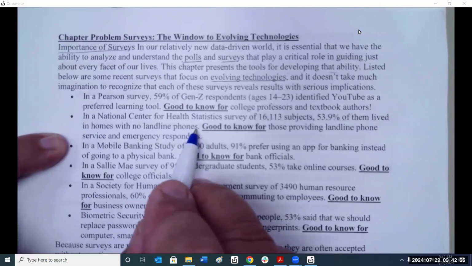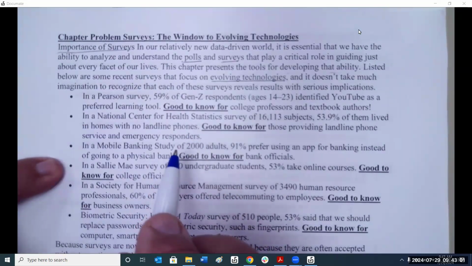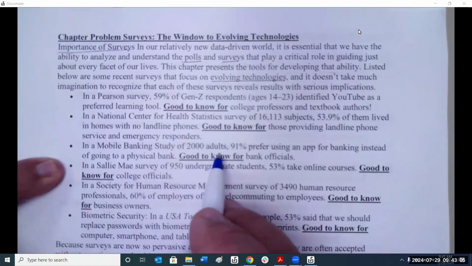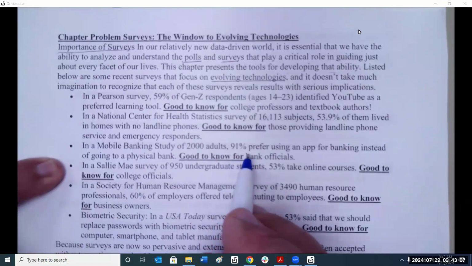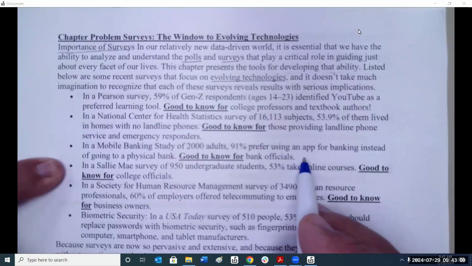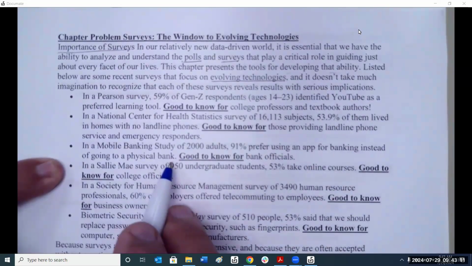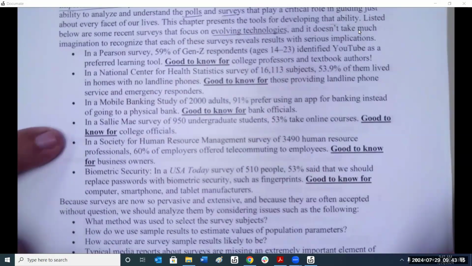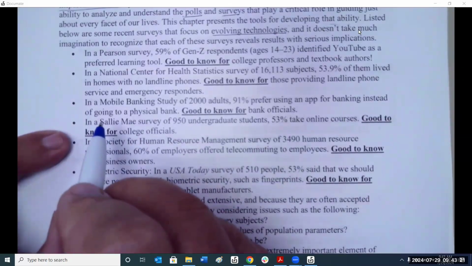Actually, it's a little more now because you don't need a landline. It's a home phone. You don't need those anymore because you have your cell phone. You're almost never home. The mobile banking study of 2,000 adults said that 91% prefer using an app for banking instead of going to a physical bank. That's pretty bad because if your phone ever gets stolen or anything like that, there goes all your banking information. You just made it easier for them.